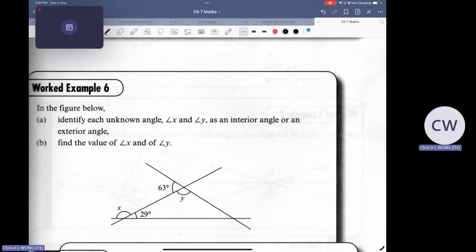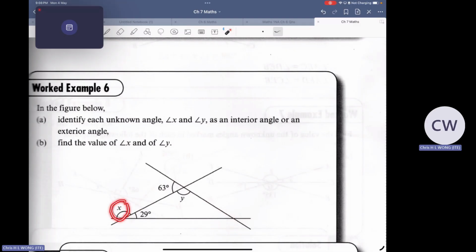Okay, let's see what they want. Now, you're supposed to identify each unknown angle, x and y. So you're going to tell me what they are, and whether each has an interior angle or exterior angle. So x, interior or exterior? Exterior means outside, right? Outside the triangle. So this is exterior. y is interior. Write it down on your own. Exterior and interior.